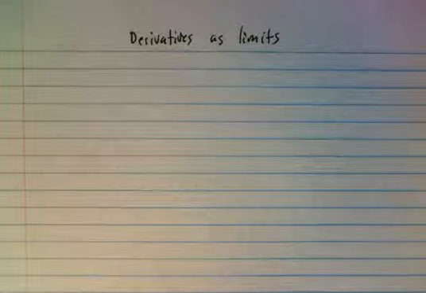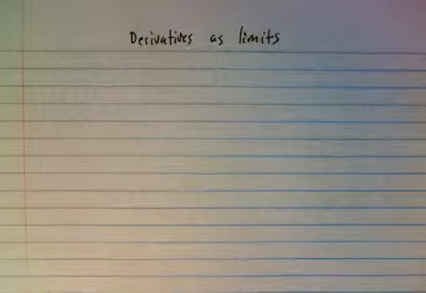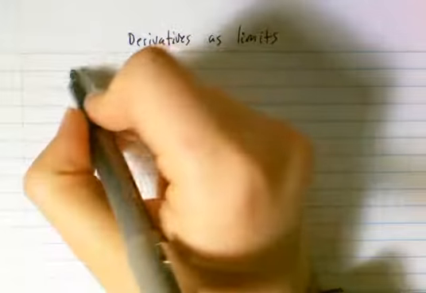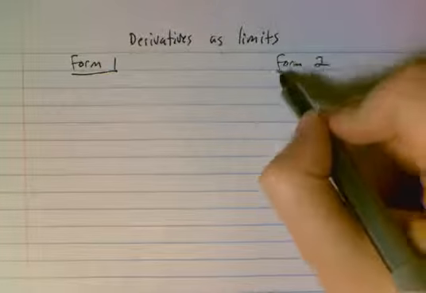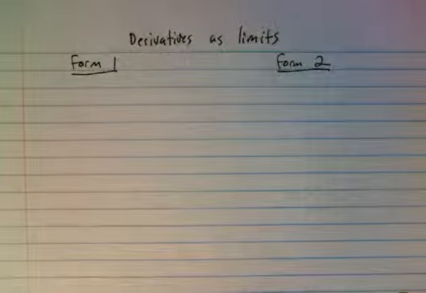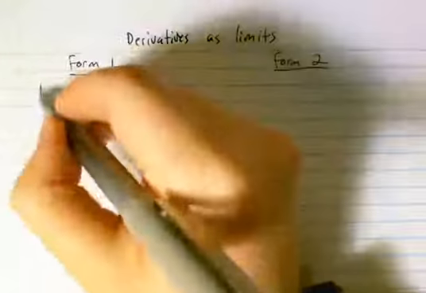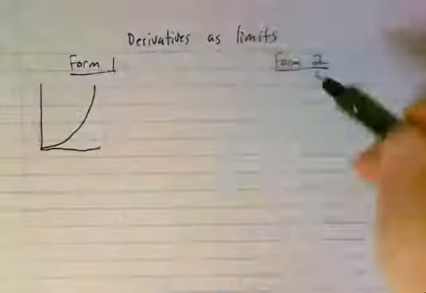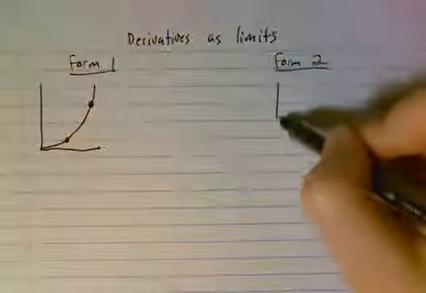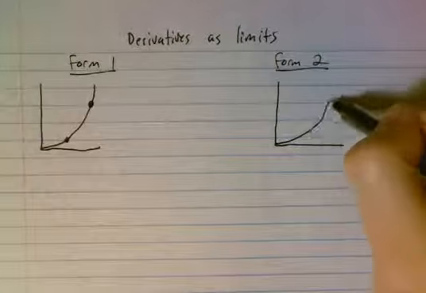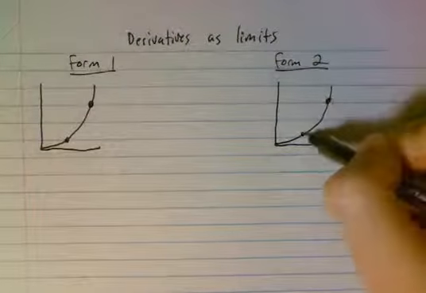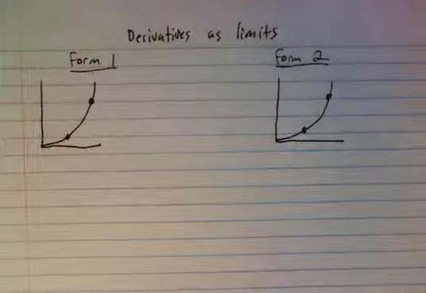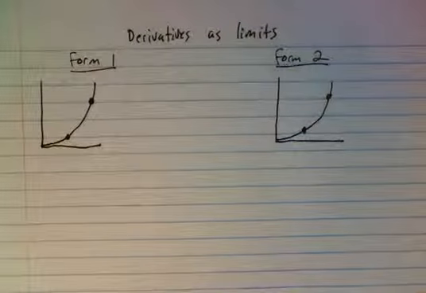There are two forms that we'll see derivatives written as limits in. Just going to call them form 1 and form 2. And they both have the same basic idea. So it's still that we have some curve, and we still have 2 points that we're working with. But they're labeled slightly differently simply because one form is more useful for some things and one form is more useful for the other.